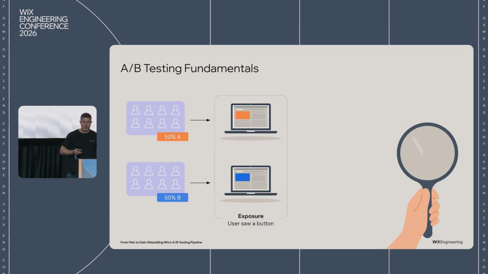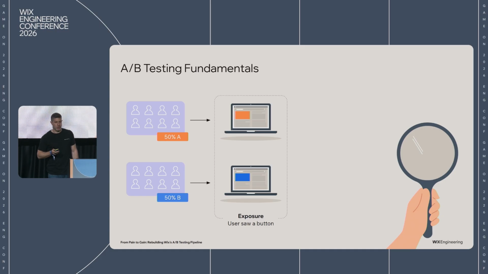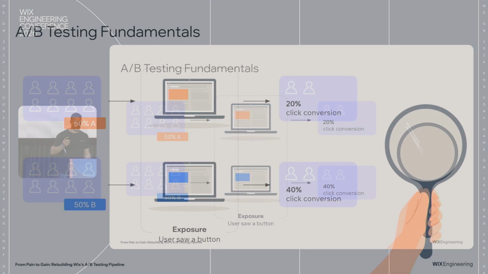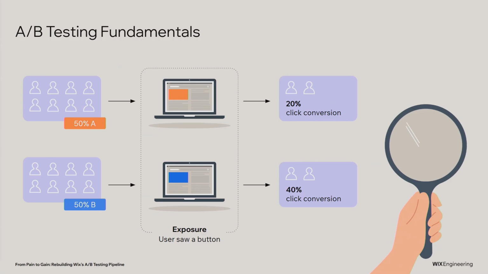It can be any user-facing change of a feature. Next, we make sure the users were really exposed to the change. In this case, it means the user really saw the buttons that we are testing. Then we track what they do, the KPI itself. For example, in group A, 20% of the users click on the button, and in group B, 40% of them click on the button. So B is better than A, right?